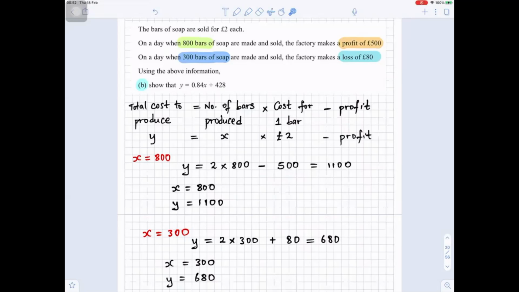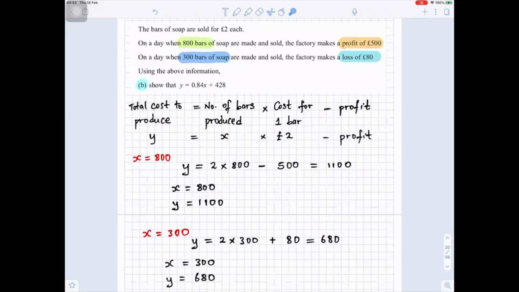So what we want to find is that the total cost to produce is equal to the number of bars produced times the price for 1 bar, minus the profit. So we can say y equals x, the number of bars, times £2 per bar, minus the profit. So when x is 800, we substitute 800 in there. So y is 2 times 800 minus the profit, which is 500. That profit there is 500. And we're making 800.